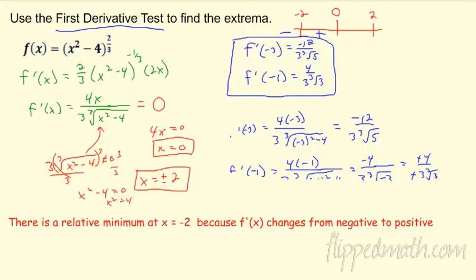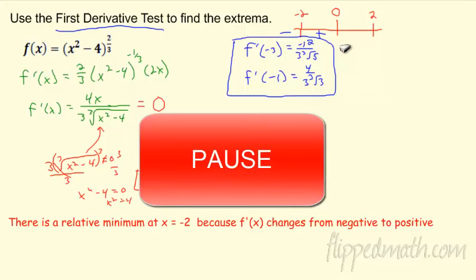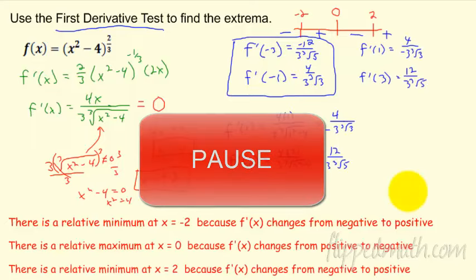Now let's finish it out. In fact, why don't you try to finish it out? So we're going to have something happen at 0. Try to determine if there's anything going on at 0 or if there's anything going on at 2 and justify it. See if you can justify it and write out your own sentence for 0 and 2. Good luck on that. All right, here we go.